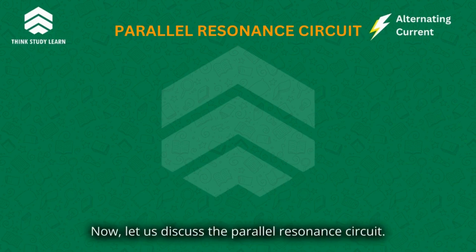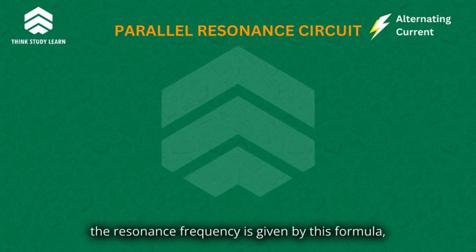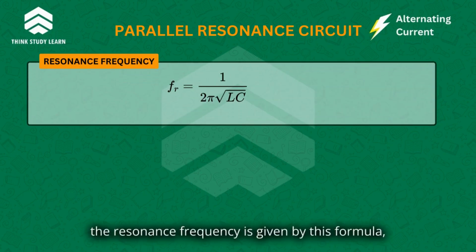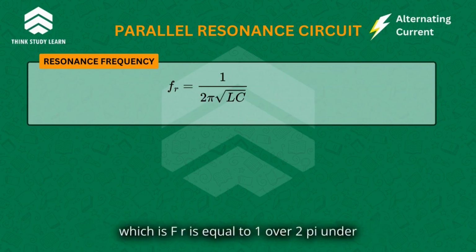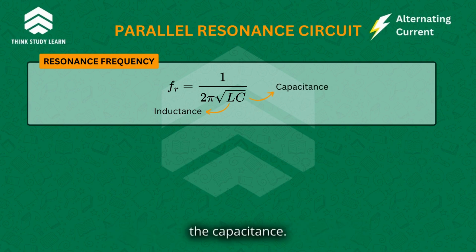Now let's discuss the parallel resonance circuit. In a parallel resonance circuit, the resonance frequency is given by this formula, which is Fr is equal to 1 over 2 pi under root LC. Here L is the inductance and C is the capacitance.